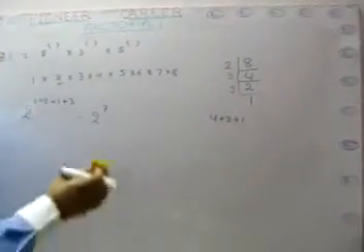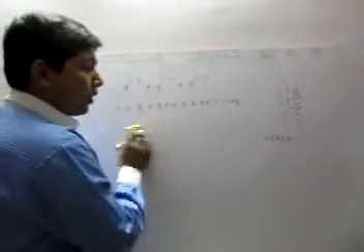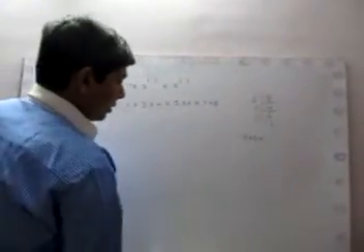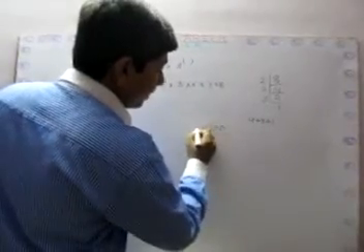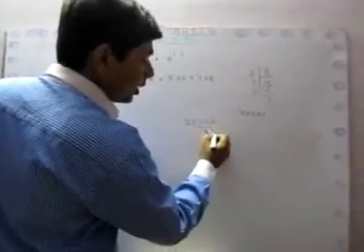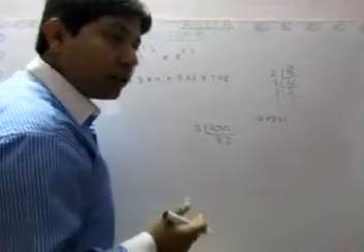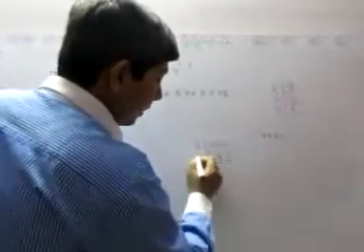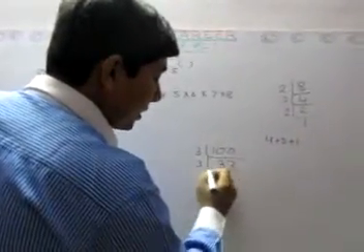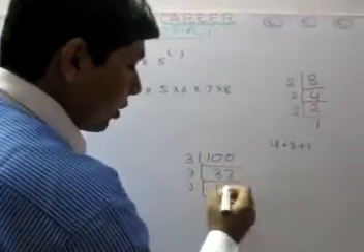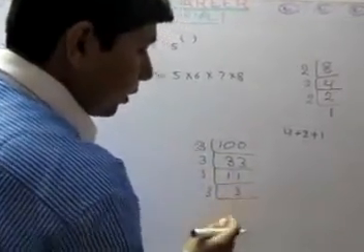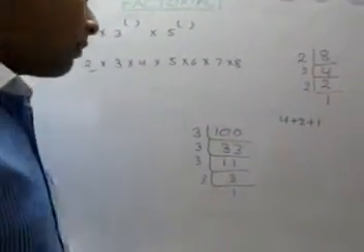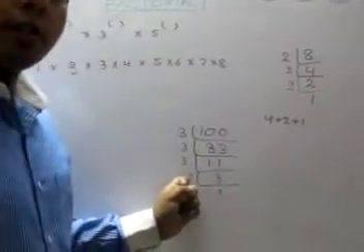Now, if I ask you to find out the highest power of 3 in 100 factorial, again we will follow the same method. 100 divided by 3, quotient is 33. Remainder is 1, but we are not concerned with the remainder in this case. Again divide by 3, quotient is 11. Again divide by 3, quotient is 3. Again divide by 3, quotient is 1. So we will keep on dividing till we get a quotient less than the number.